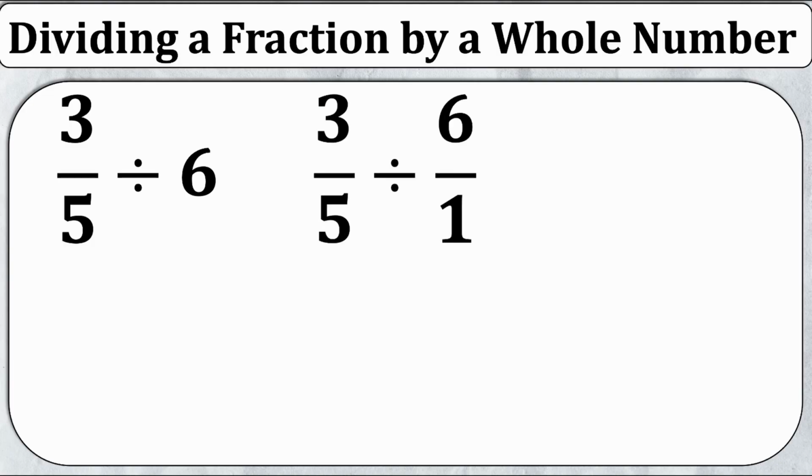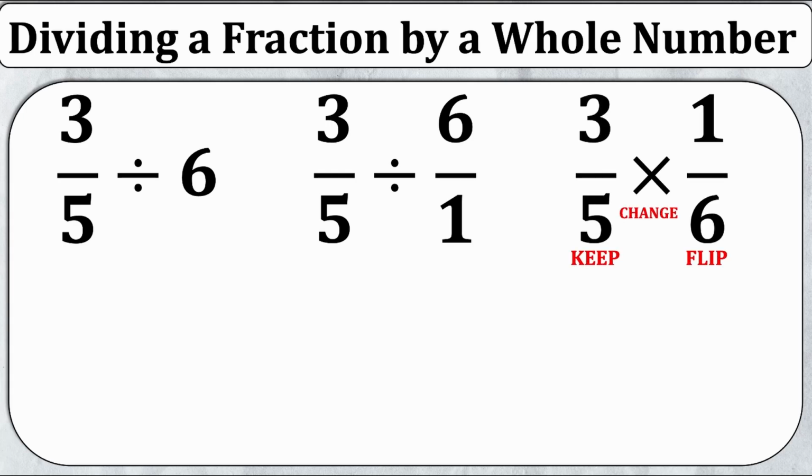Once I've gotten to this step, all I need to do is employ the keep, change, flip rule to turn this into a multiplication problem, which is much easier to solve. What this means is that I keep the first fraction, I change the division sign into a multiplication sign, and then I flip the second fraction so the numerator and denominator switch. Now that it's a multiplication problem, it's really simple.